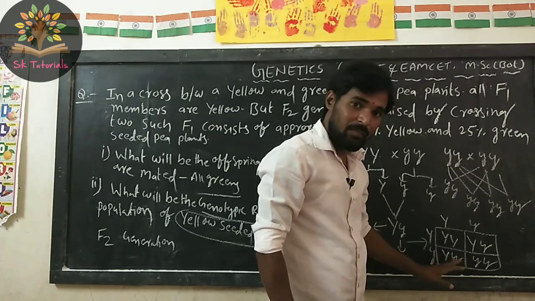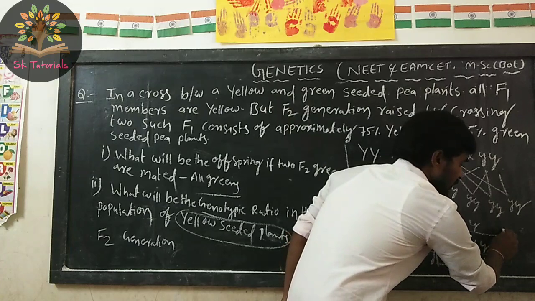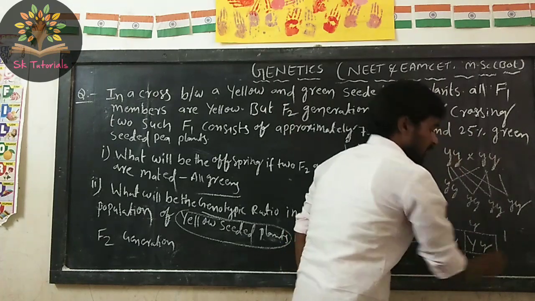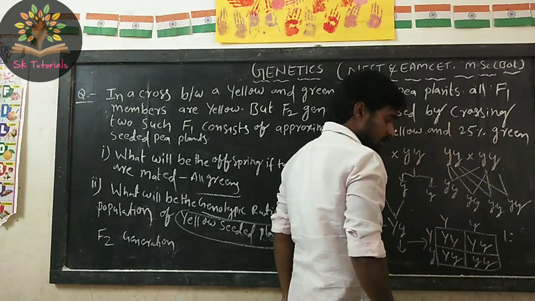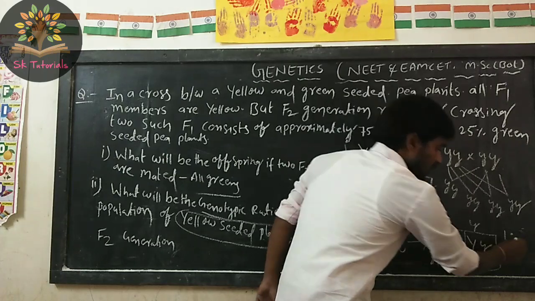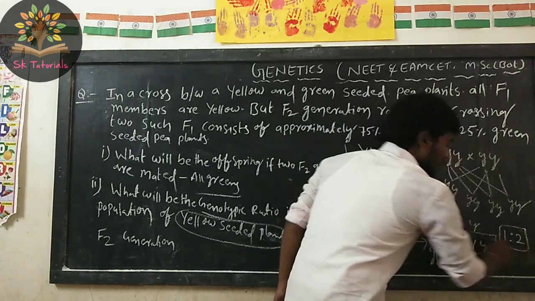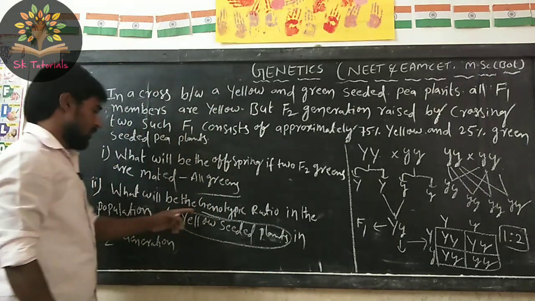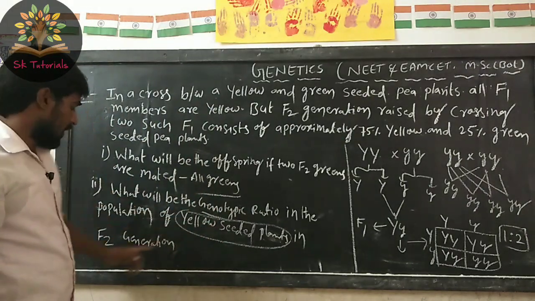In these 3, homozygous is 1 to heterozygous is 2. That is the genotypic ratio in the population of yellow seeded pea plants in the F2 generation.